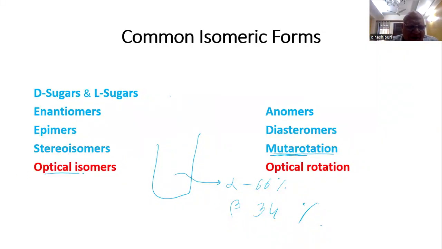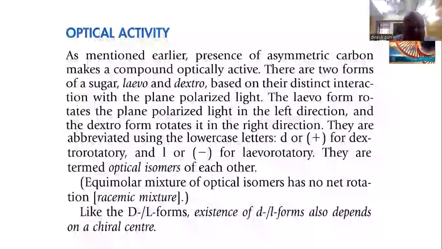Optical isomers, I'm sure you already know from school. Optical activity is rotation of plane polarized light in the right or left direction. If it rotates to the left, it is levo. If it rotates to the right, it is dextro. And an equimolar mixture does not rotate any light; that is a racemic mixture. And this optical activity, like stereoisomerism, depends on the presence of an asymmetric carbon.